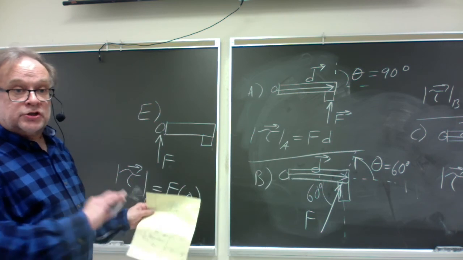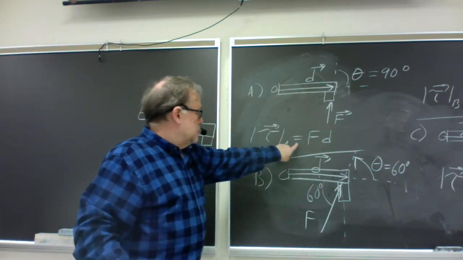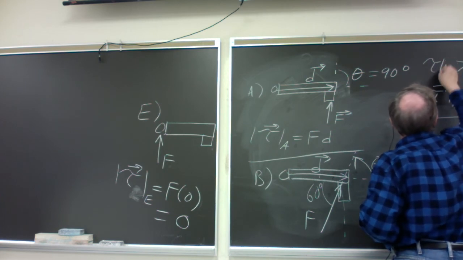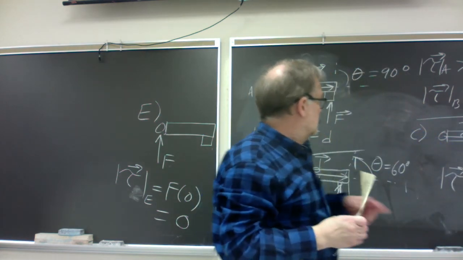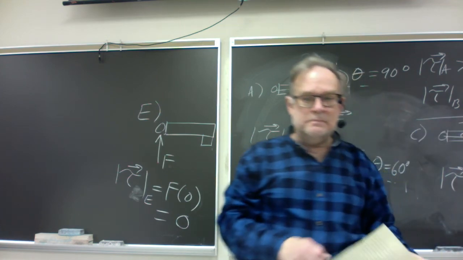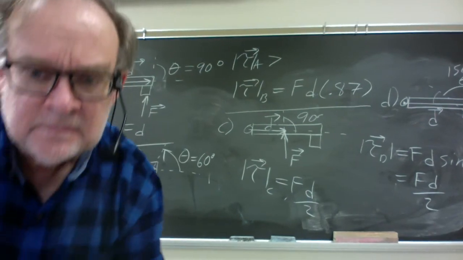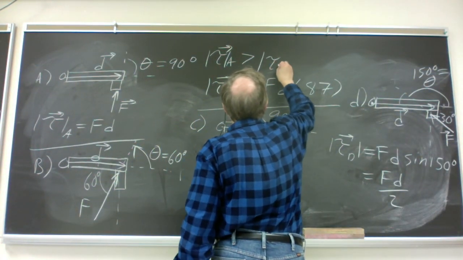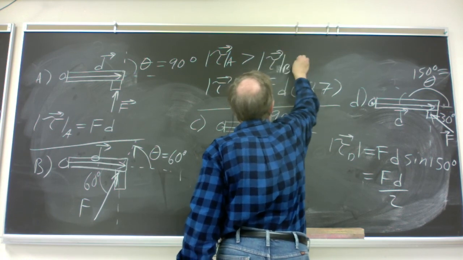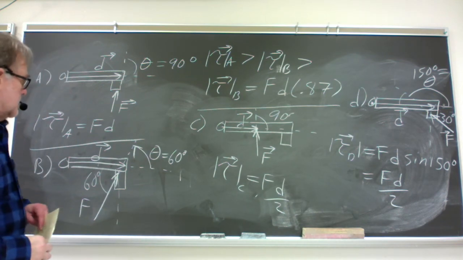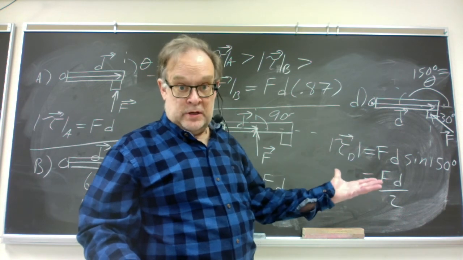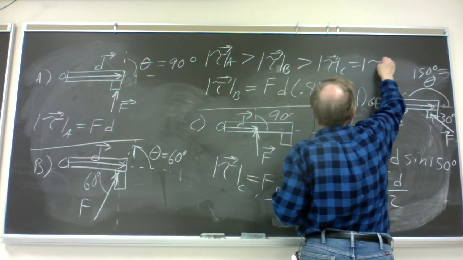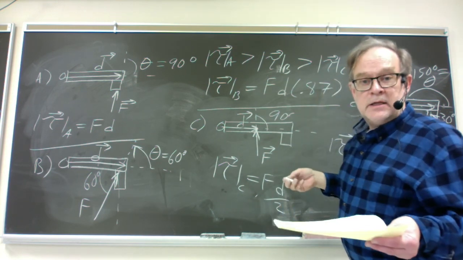Well, let's rank them all now, from the strongest to the weakest torque. Strongest was just case A. And then the second strongest was case B, 87% of case A. And then cases C and D are both half as strong as case A. They're both FD over 2. And then, of course, case E was the weakest torque, 0 torque.